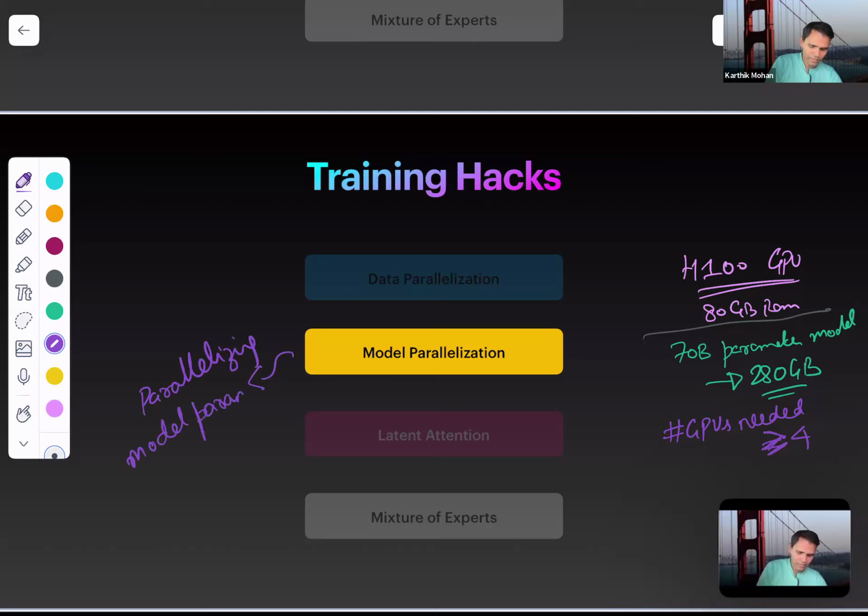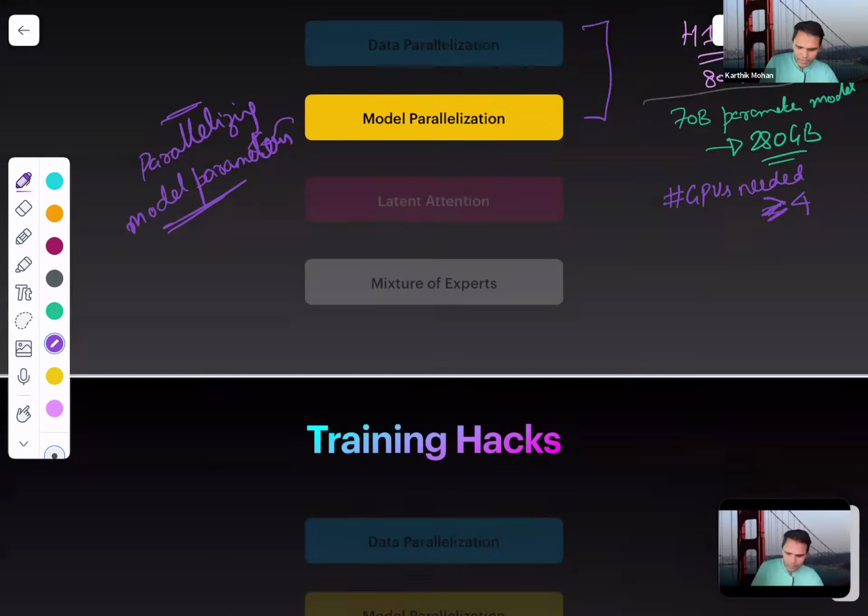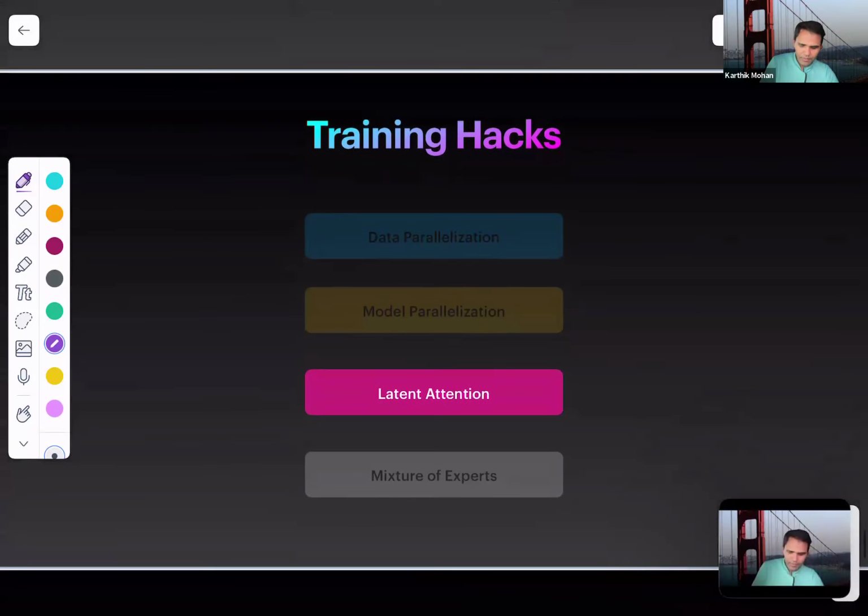And this is also necessary. So with a large language model, the first two are not hacks, they are necessary. You just have to do it to even do the training. There is no other way out for us. The next one is latent attention.